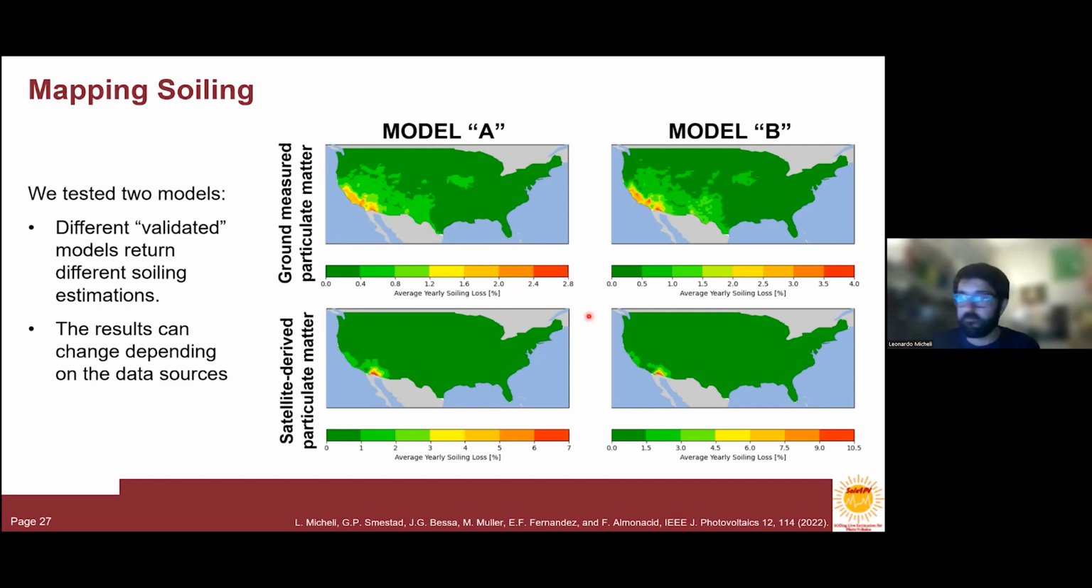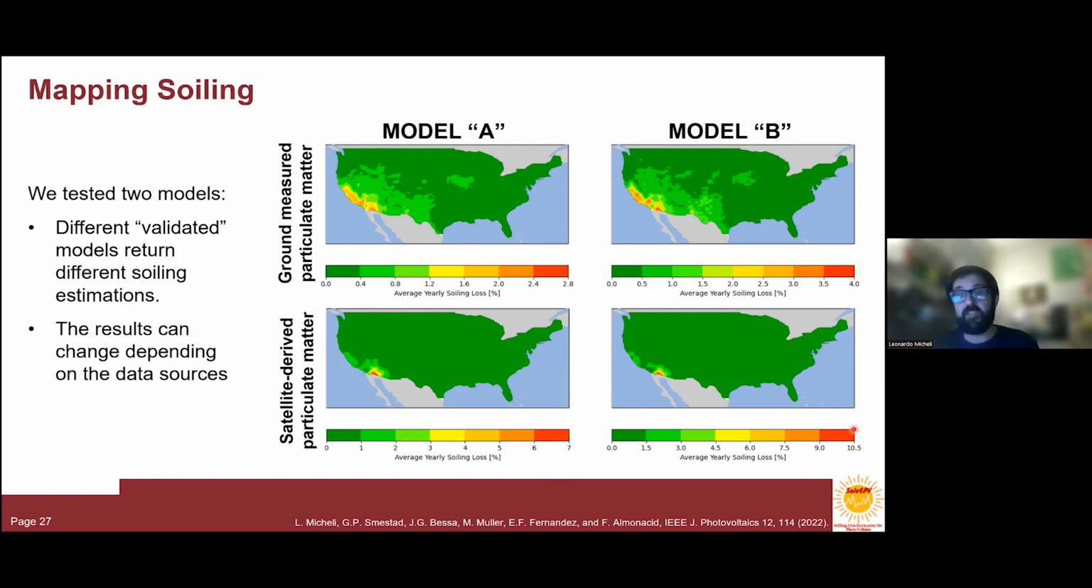And what the analysis shows us is that if we use Model A with ground-measured data, our maximum loss is 2.8%. If we use satellite data instead, we go as high as 7% per year. So there is a factor of 2 between these two maps generated with the same model. And the same happened for Model B. We go from ground-measured data that tells us soiling is as high as 4%, to satellite-derived particulate matter data that lead to an estimation of 10.5% loss.